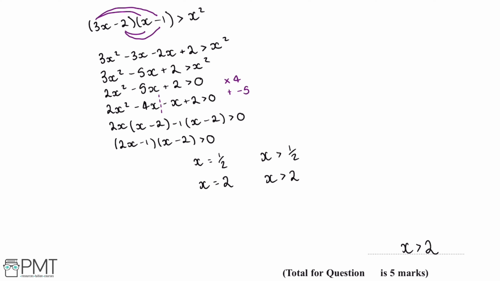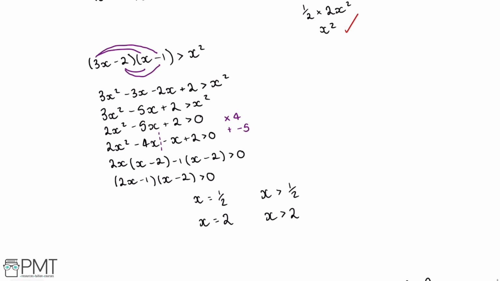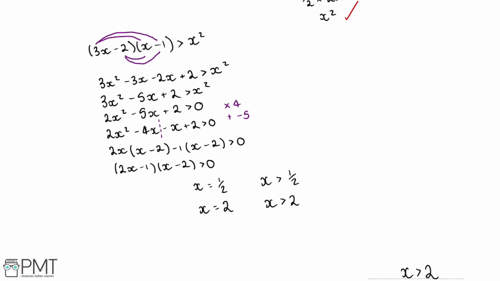Now this question is worth 5 marks. We get 1 mark for working out both the area of the rectangle and the triangle. We get a second mark for rearranging this inequality to make it greater than 0. We get a third mark for using a suitable method to solve the quadratic. We'll get a fourth mark for working out the 2 critical values, and our final mark for the correct answer.